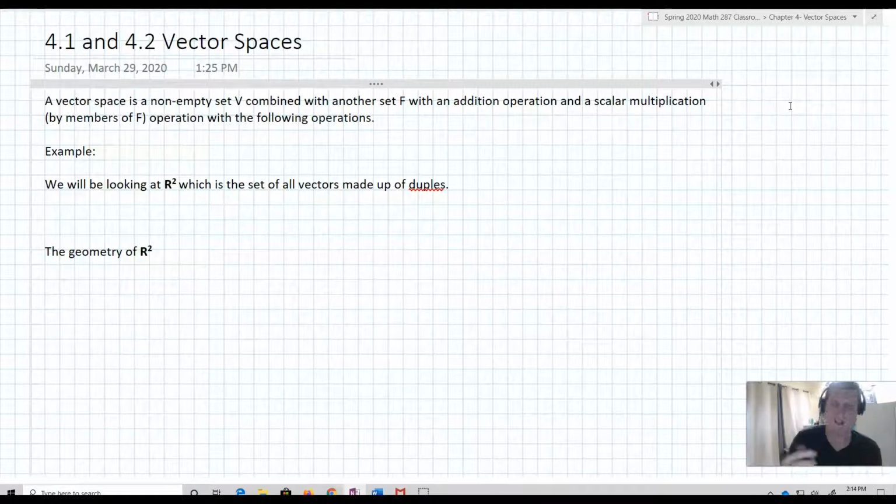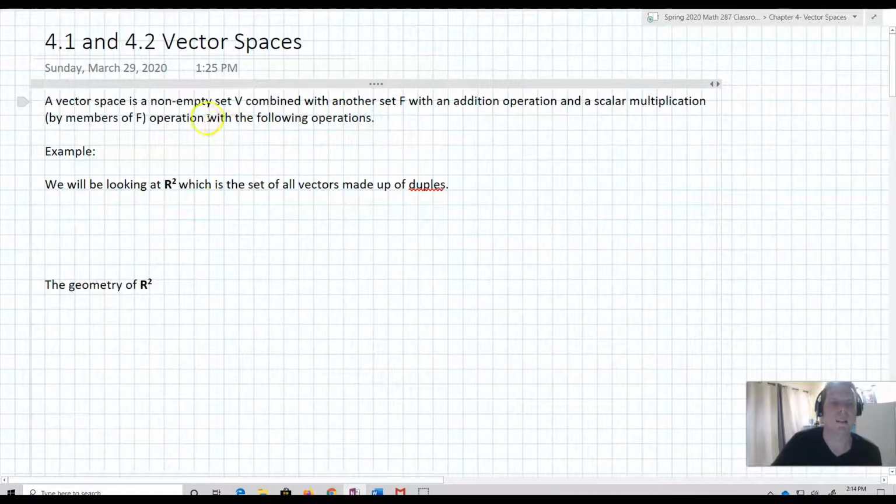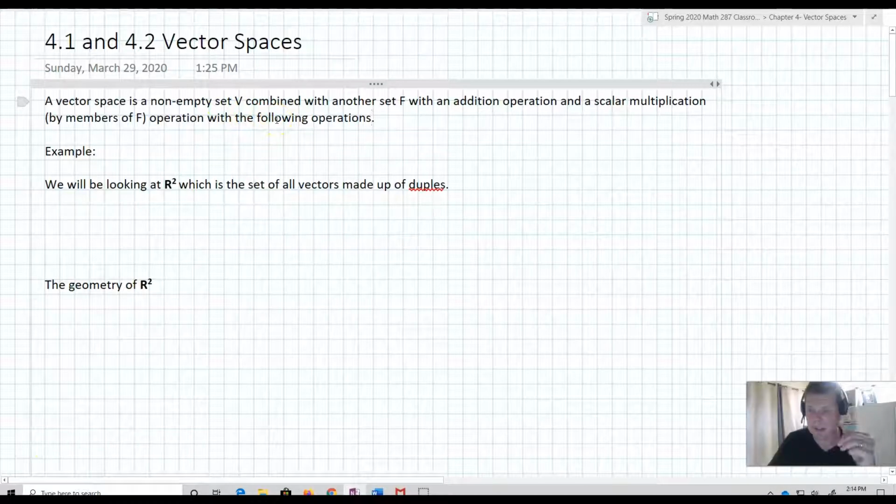So let's take a look at an example of a vector space, and I'm going to show that it is in fact a vector space, okay? This statement, with the following operations, means that there are some characteristics, and there are 10 of them, and that we're going to go over them in just a moment.